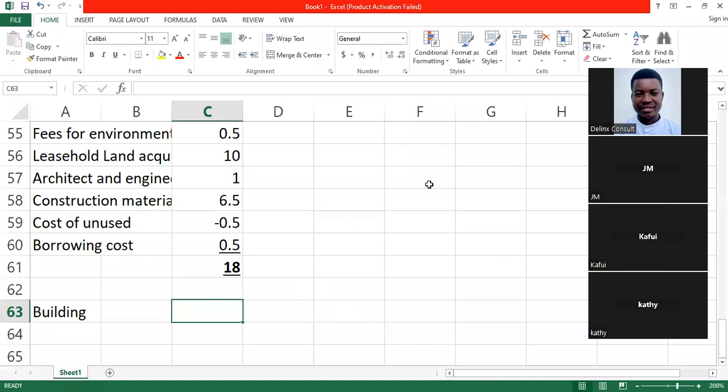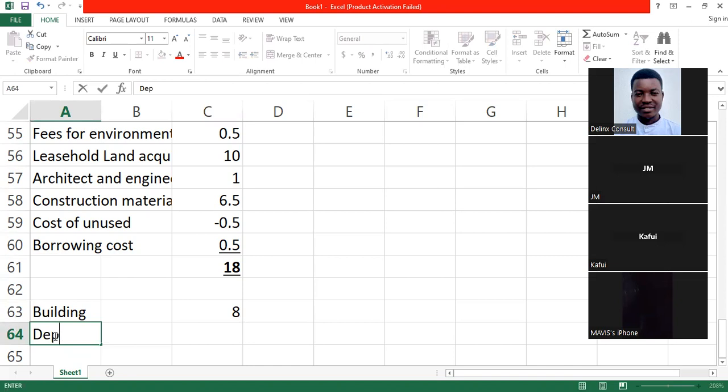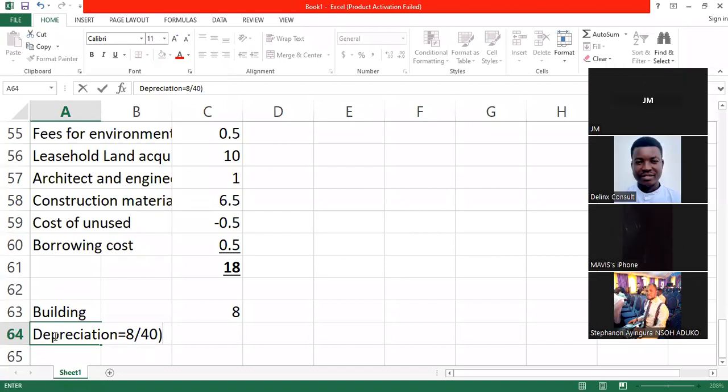Okay. So what would be the building element? If we are taking the land out, the building element will be what? The remaining cost after taking the land out is how much? That would be 8 million. Okay. So our depreciation will be equal to 8 million over 40 years, all times 2/12, because the asset becomes available in November.